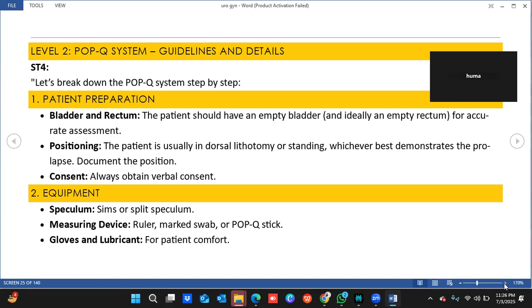Right. So let's break down the POPQ system step by step. First, we have to do the patient preparation. Bladder and rectum should be empty. Proper positioning of the patient: ideally it should be done in the lithotomy position or standing, whichever best demonstrates the prolapse. And we have to document the position. Consent should be taken verbally, and the equipment required are the Sims or split speculum, a measuring device which could be a ruler, marker, swab, or a special stick called the POPQ stick. Gloves and lubricant for the patient's comfort.